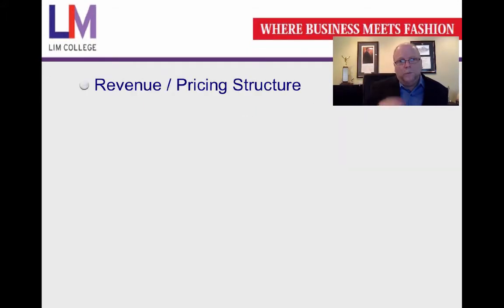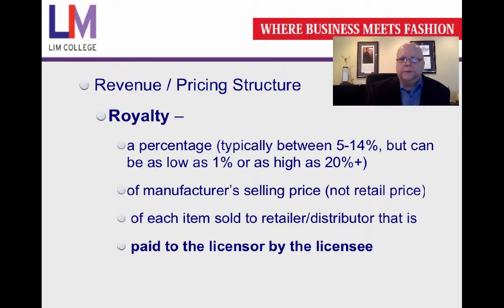The money that a licensor receives is considered revenue. Most royalties, or the revenue that the licensor receives, are royalties. They usually receive a percentage, typically between 5 and 14%. But depending on your leverage, you can have as much as 20. The New York Yankees and the NFL and probably Gucci and Prada can negotiate up to as high as 20%, or as low as 1%, if you have no leverage. But you can get a royalty or a percentage of the manufacturer's selling price, not the retail price, the manufacturer's selling price of each item sold to a retail distributor.